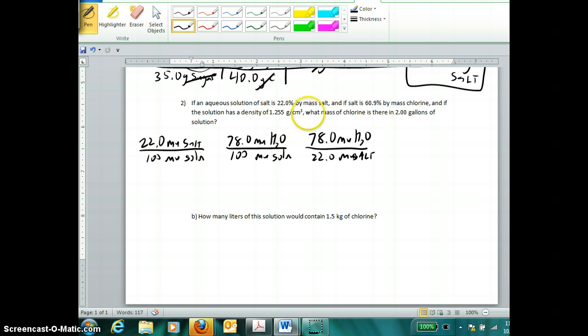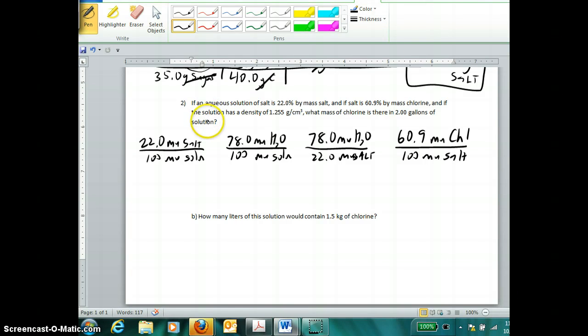And then I continue to read, and I read that salt is 60.9% by mass chlorine. So I have another ratio, 60.9 mass units of chlorine per 100 mass units of salt. Now, since I'm not told what the other part of chlorine is, this is the only ratio I can write at this time.